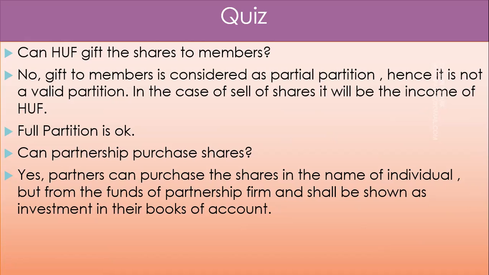On the partition, suppose I have 100 crore of shares and we are 4 partners. I have divided 24 crore into the demat account of each individual. When I sell the shares, as this is a partial partition, it would be added to the income of the HUF, not in the hands of each individual. Though I have made a partition on paper, it will not be considered a partition for the purpose of income tax. Partial partition is not recognized.